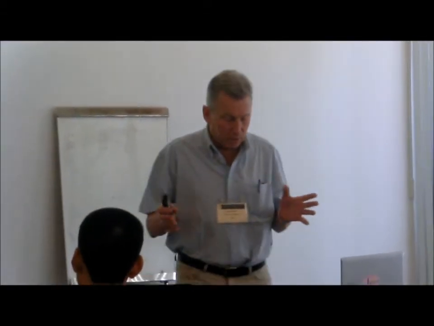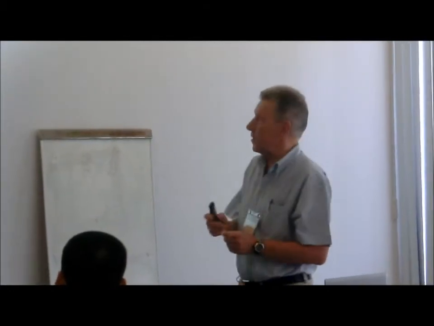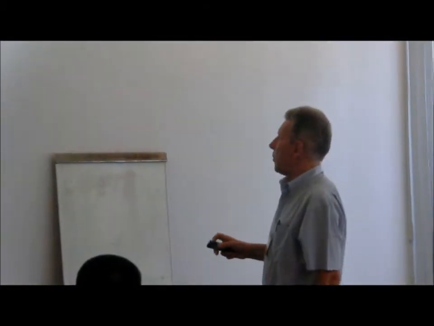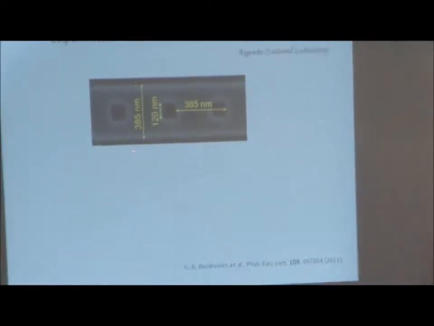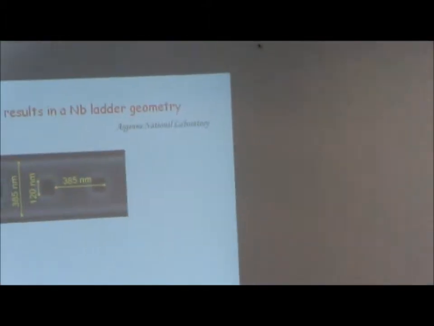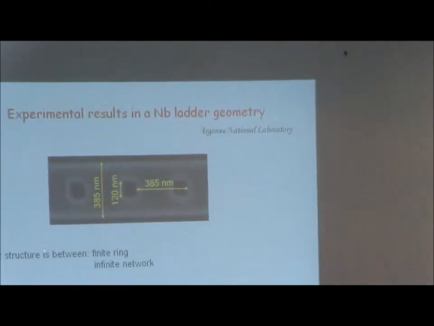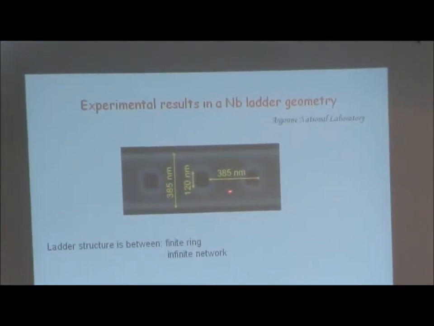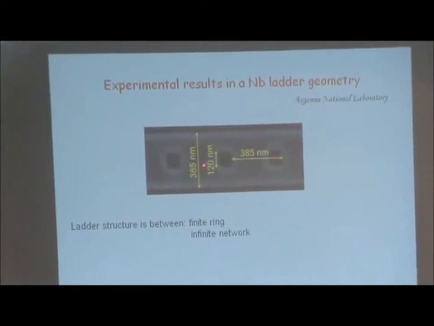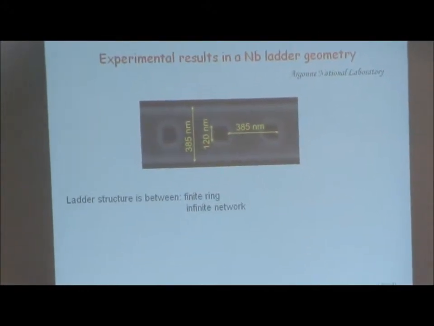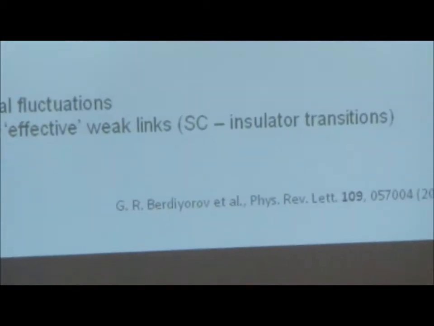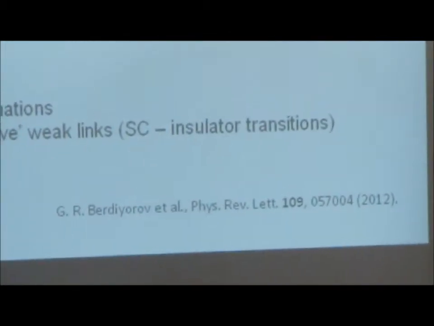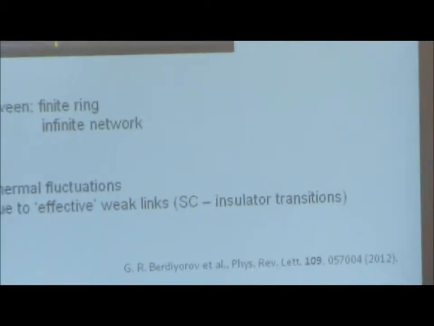So what we wanted to do is something different. Our colleagues at Harvard National Lab simply took a strip and made holes in it. This material is niobium. This experimental configuration is something between a single ring configuration and a network. In this case, the coherence length is much larger than the width.